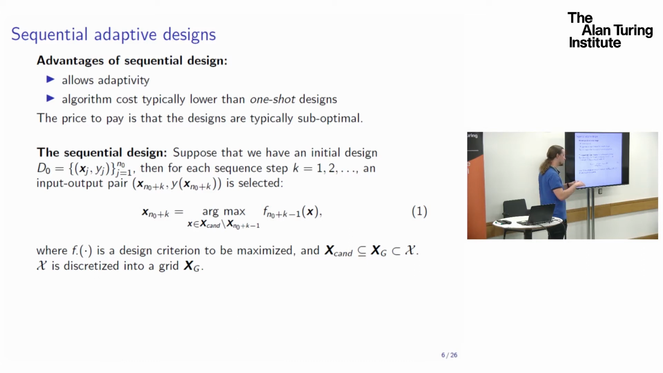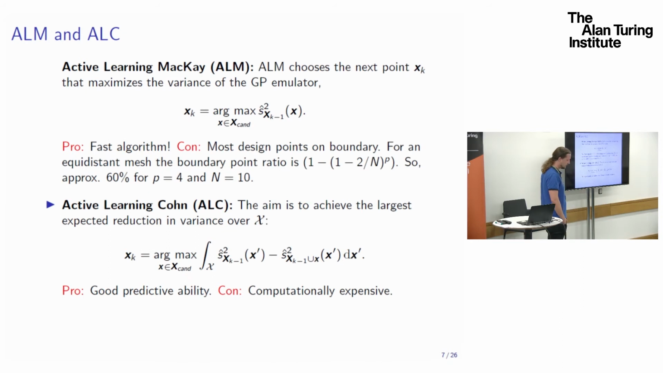So we moved away from a continuous design space to something that is discrete. The most common ways of designing in terms of sequential designs for computer experiments would be the active learning McKay, which is denoted by ALM. And that is basically that you're just maximizing the predictive variance of this Gaussian process emulator. And then you're choosing from this candidate set the one that had the highest variance. The benefit is that this is very fast to do.